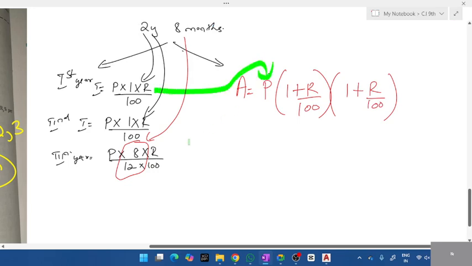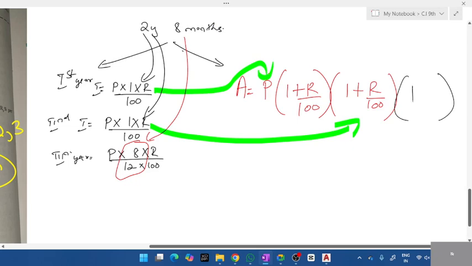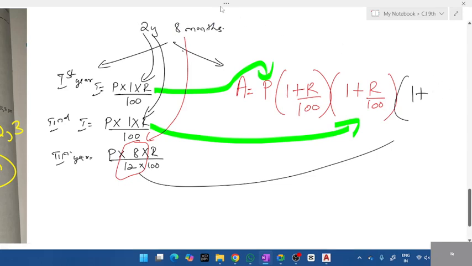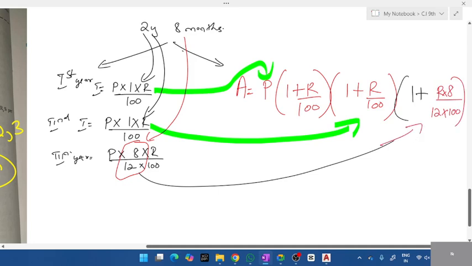This formula, for the second year, and for the third year, what do I write for the third year, students? Same concept here: 1 plus R. What do I write? R into 8 divided by 12 into 100. Look at this. They are the same, right?